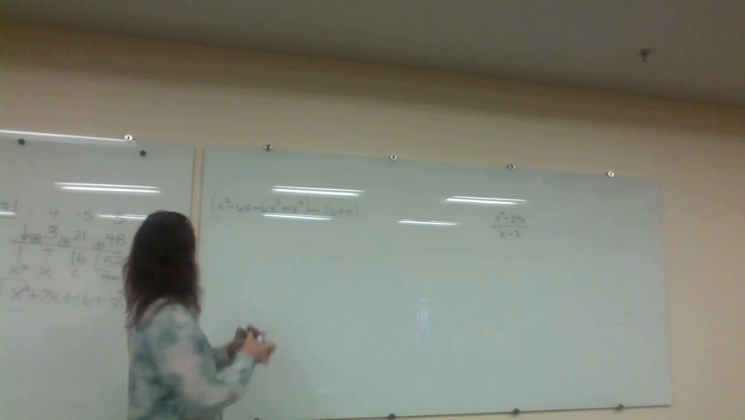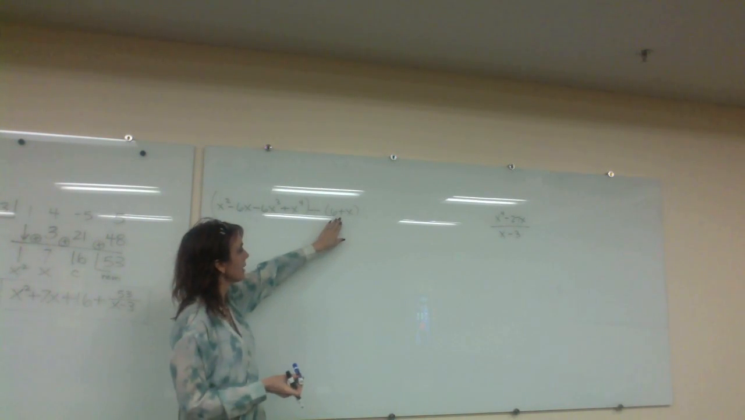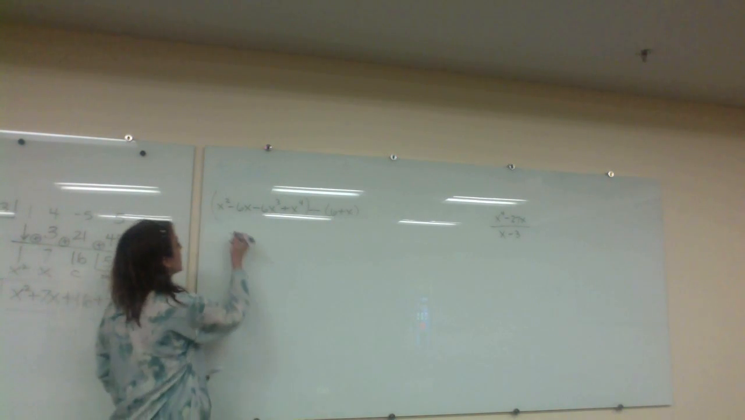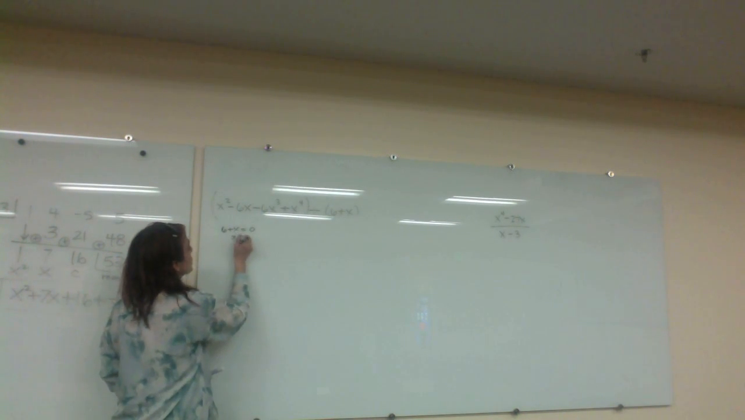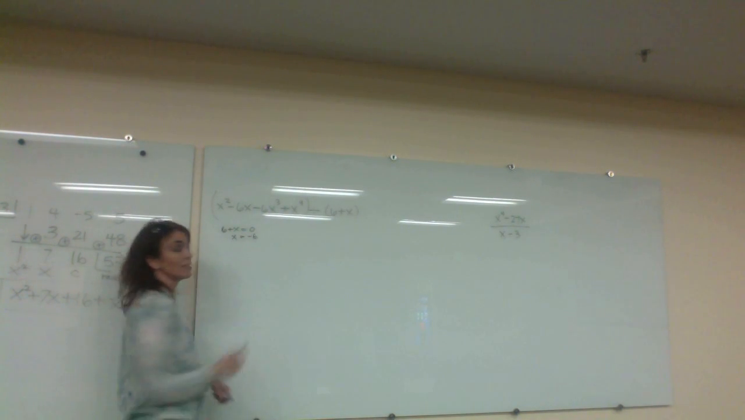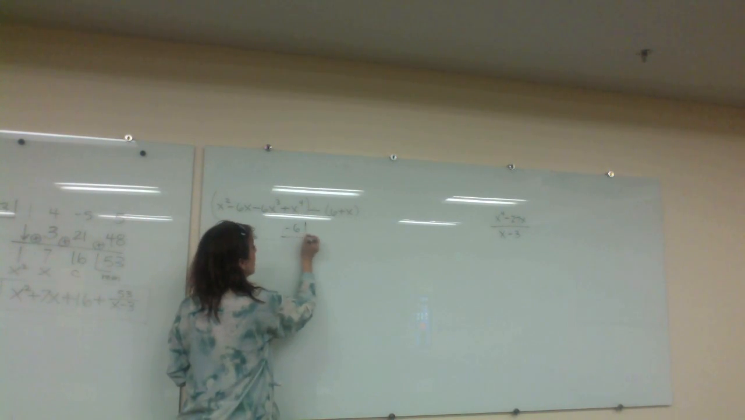Okay, so let's do another example. This time it's written a little bit differently, but it means the same thing. We're dividing by 6 plus x. We're going to start by taking that divisor, 6 plus x equals 0, so x must equal negative 6. That value goes in the little box.